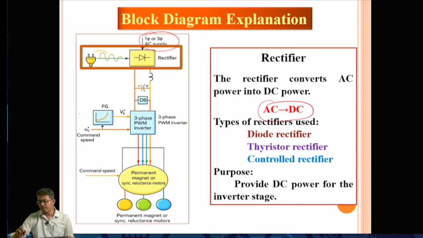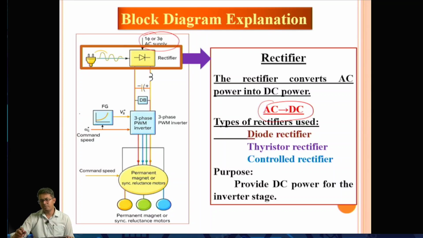Now there are different types of rectifiers. One is the diode rectifier, which is an uncontrolled rectifier. As a diode is an uncontrolled switch, whatever rectifier we make with it is an uncontrolled rectifier. Next is the thyristor rectifier. We know that a thyristor is a semi-controlled switch, meaning we can control only one state, so this is a semi-controlled rectifier. And if we use a MOSFET, that gives a controlled rectifier, like fully controlled.